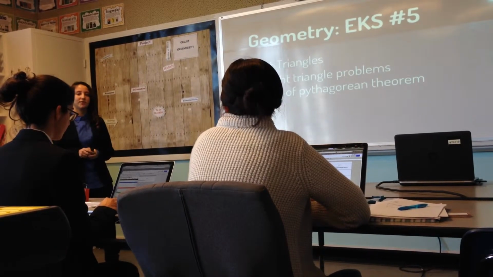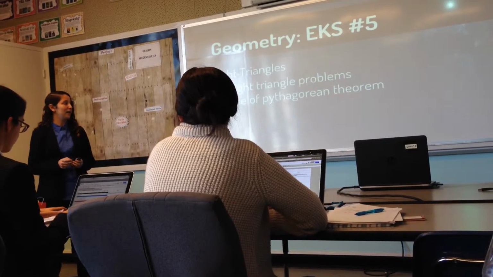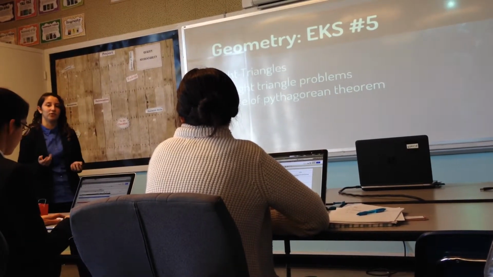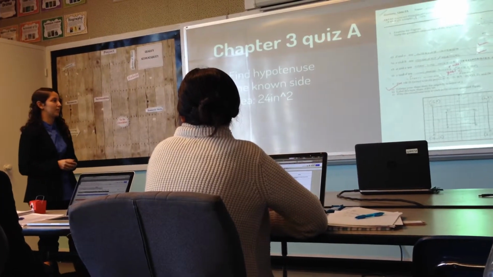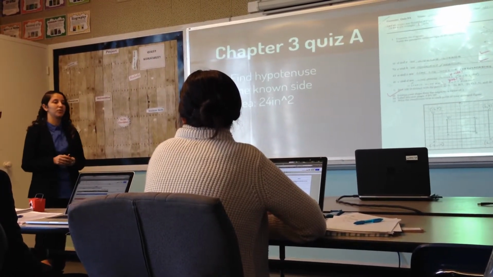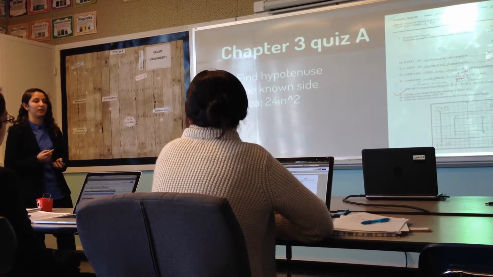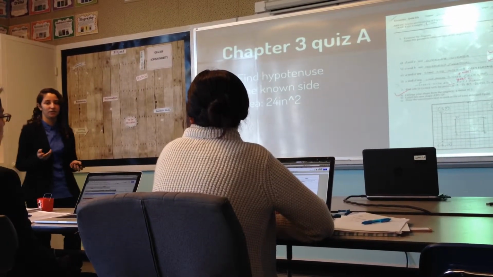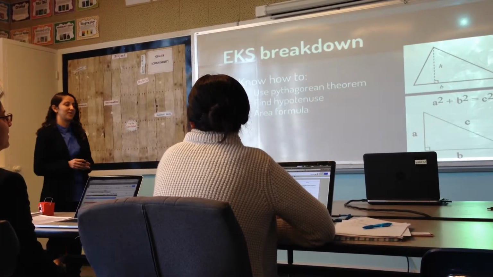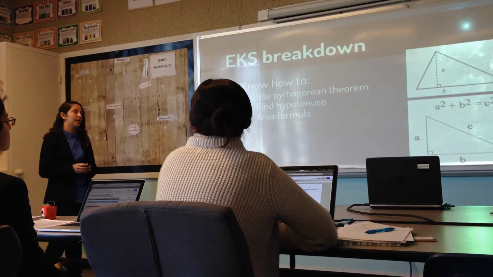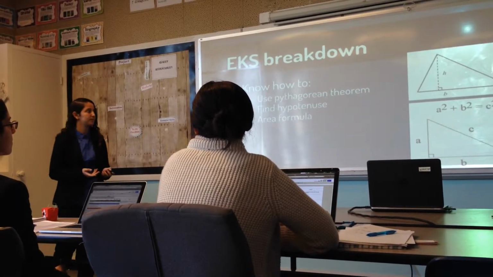For geometry, I'll be focusing on EKS number 5, which is right triangles. This means I'm able to solve any right triangle problem with my knowledge of the use of the Pythagorean theorem. For example, in question number 3 on chapter 3 quiz A, we're given the task of finding the hypotenuse for a triangle with only one known side and a given area of 24 inches squared. In order to do this EKS, you must know how to use the Pythagorean theorem, how to find the hypotenuse for a triangle, and also what the area formula is.